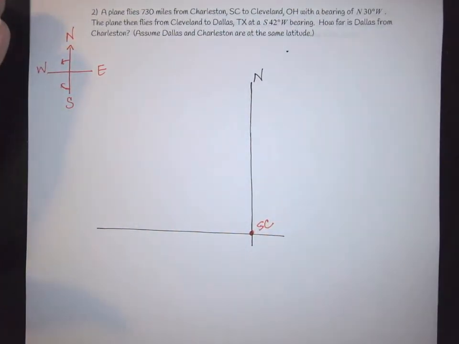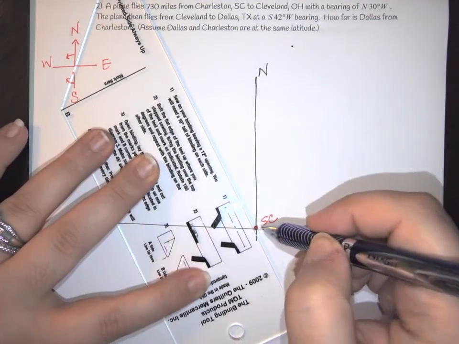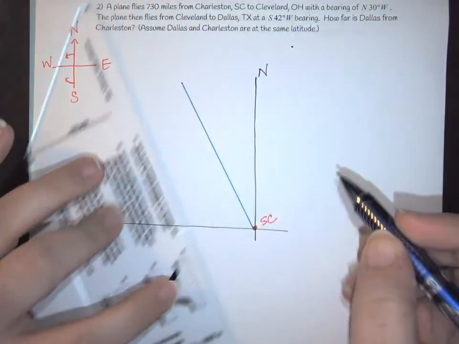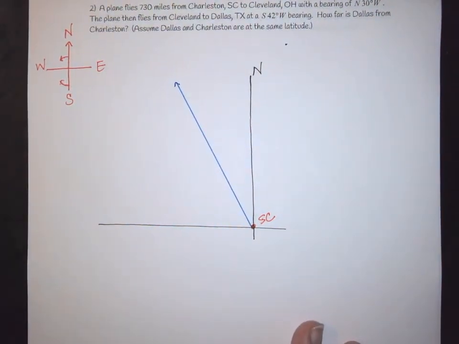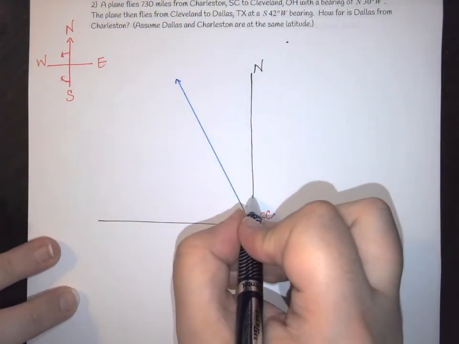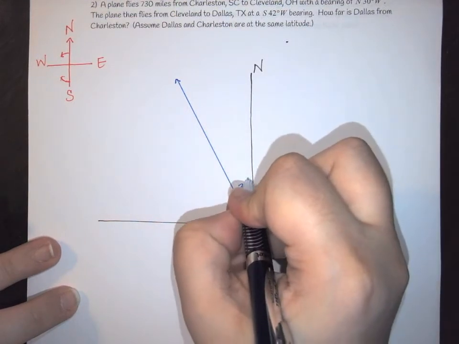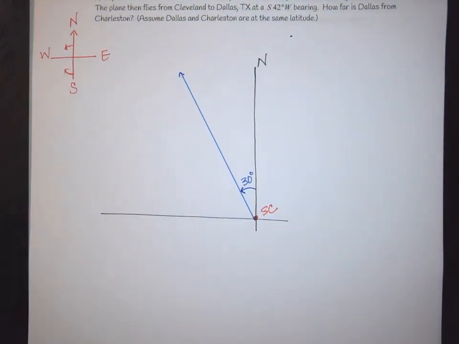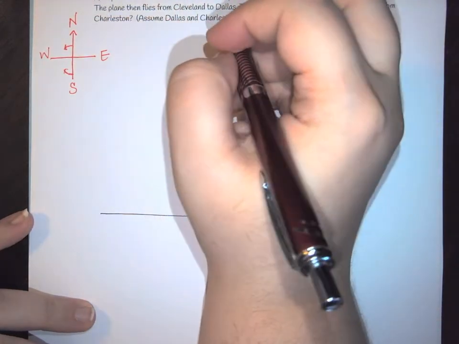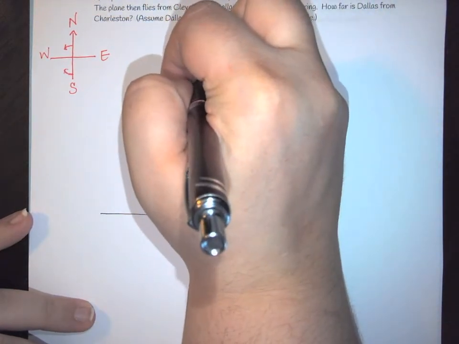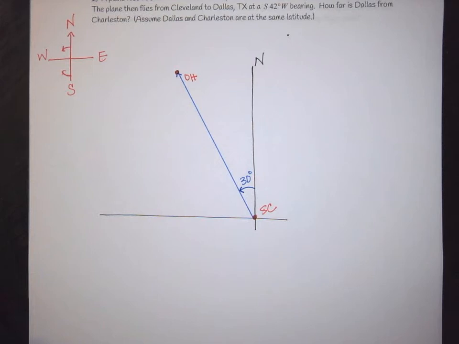Okay, so we are going roughly, and notice I'm not making it absolutely perfect, we just need to get a rough idea. So we are going roughly in this direction. Now, what do we know? We know that this angle here is going to be 30 degrees. We also know that where we stopped right here is going to be Ohio. And so at the moment, that's the information we have.